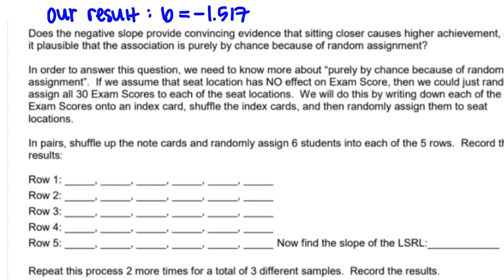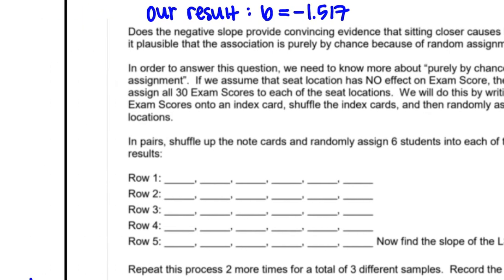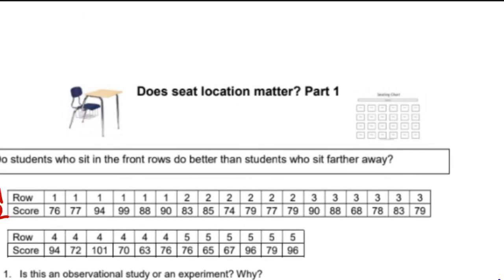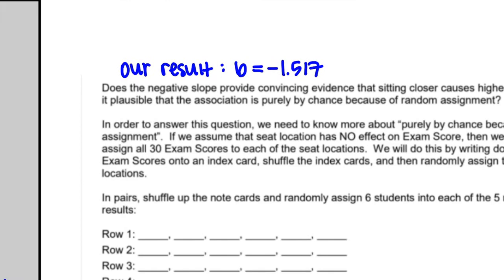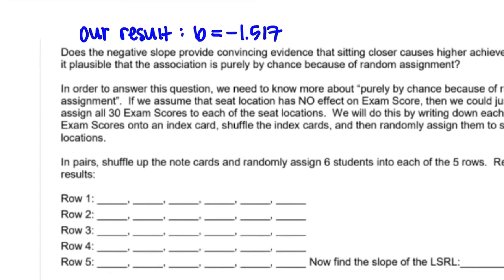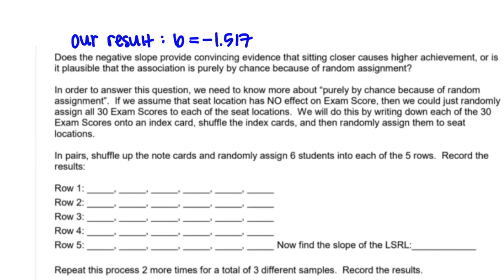So the way that we'll answer this question is I want you guys to take all of the scores that you see here and put them on index cards. There's 30 scores. So write 1 score per index card. And what you're going to do with those is shuffle them up so that we can assume seat location has no effect on exam score. Now let's pause here.